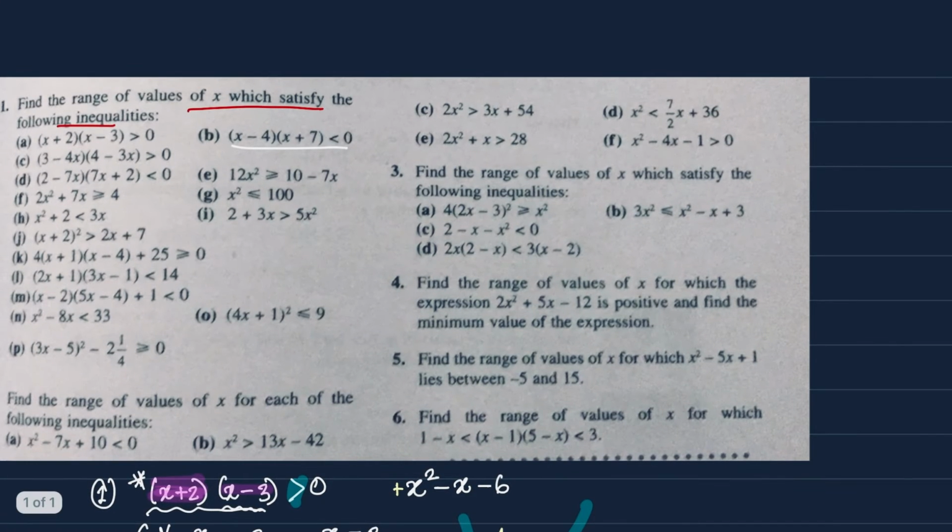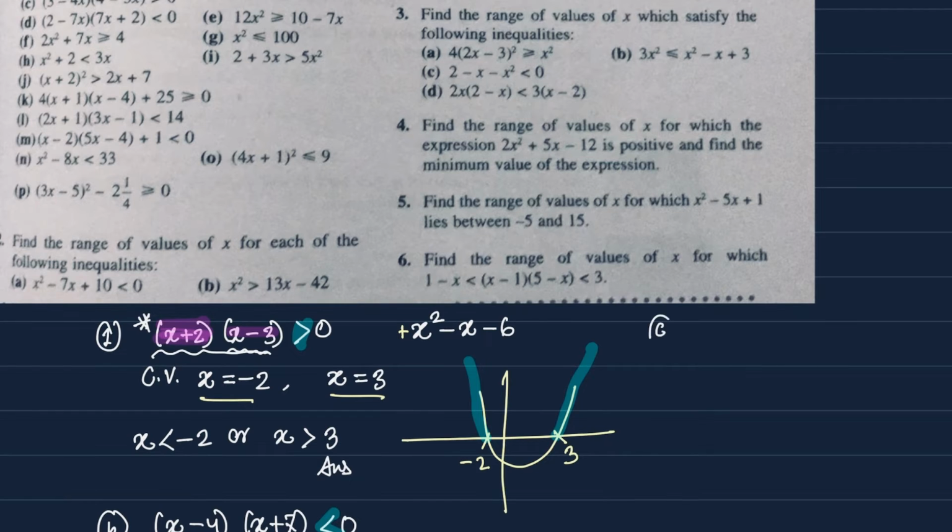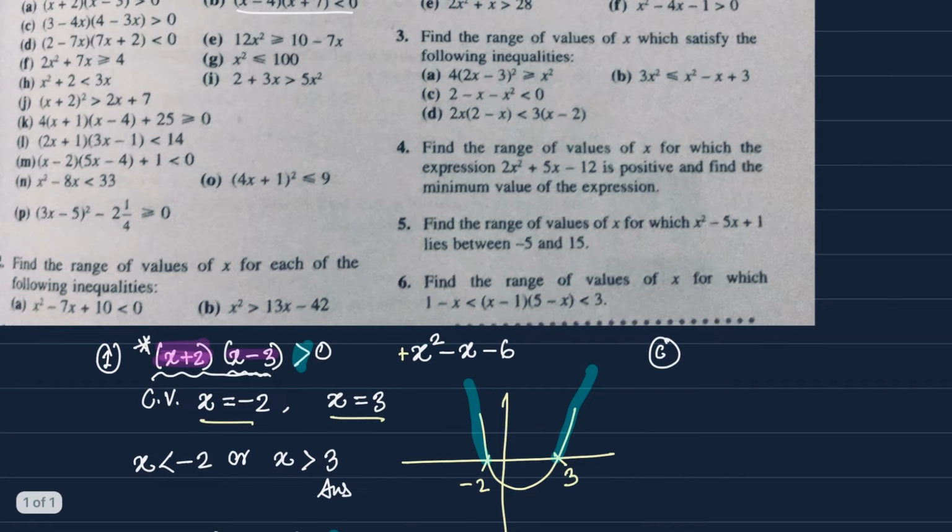Number C, 3 minus 4x times 4 minus 3x is greater than 0. I have taken this sum. What are the critical values? To find the critical values, you have to consider each of them equal to 0 separately and mentally. I'll try to do it mentally.